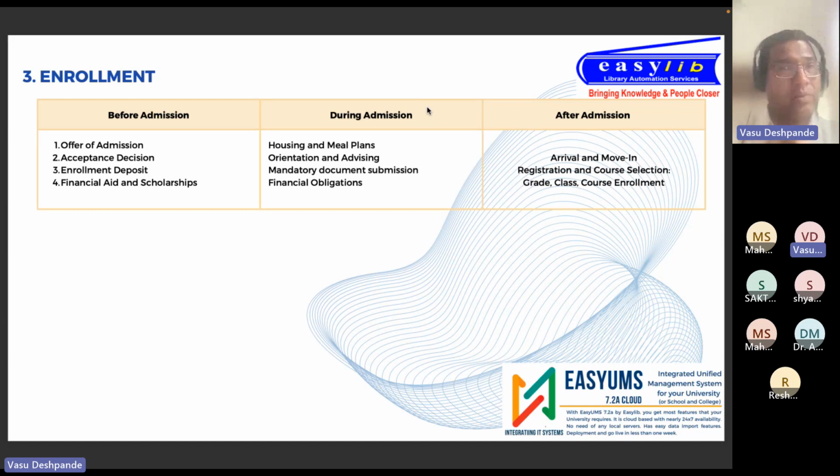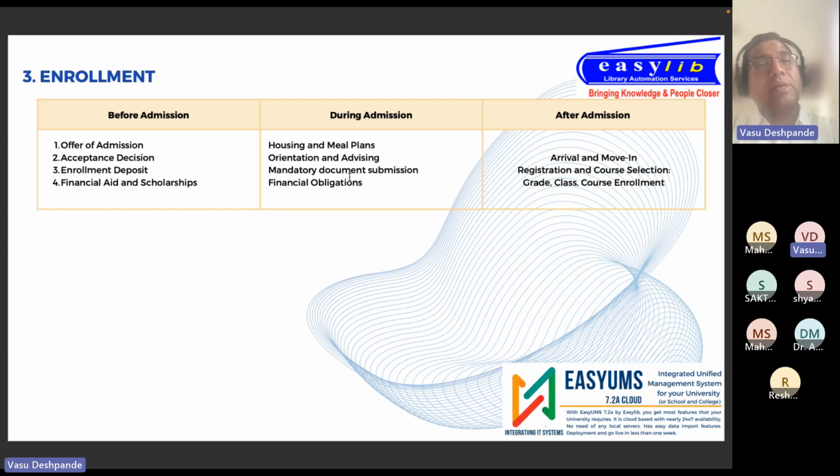Then he would also need to pay the necessary fees. Then there is a hostel involved, meals involved, mandatory, you may have a health check. What are the financials? What are the scholarships? There are so many of them that you see over here. In EasyLib, we have built the entire enrollment process as smooth as possible. First, before admission, you have the offer, acceptance decision, enrollment deposit, financials that you do.